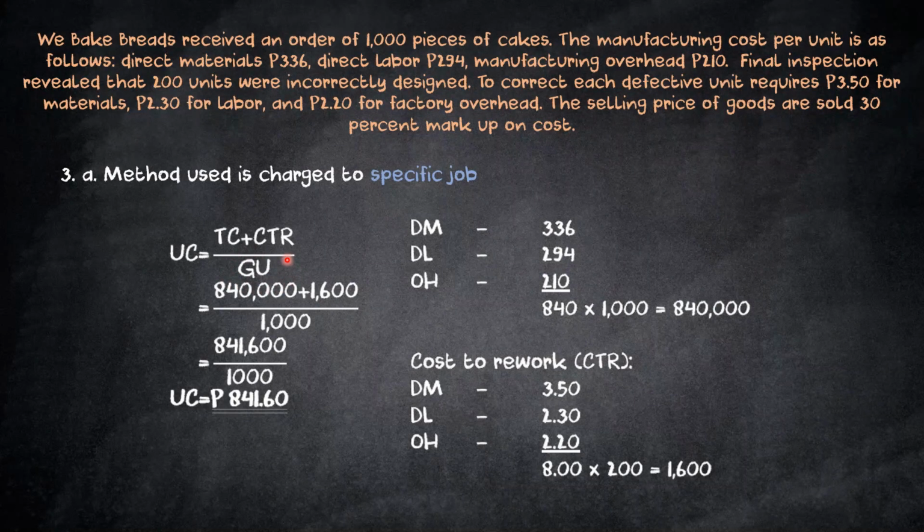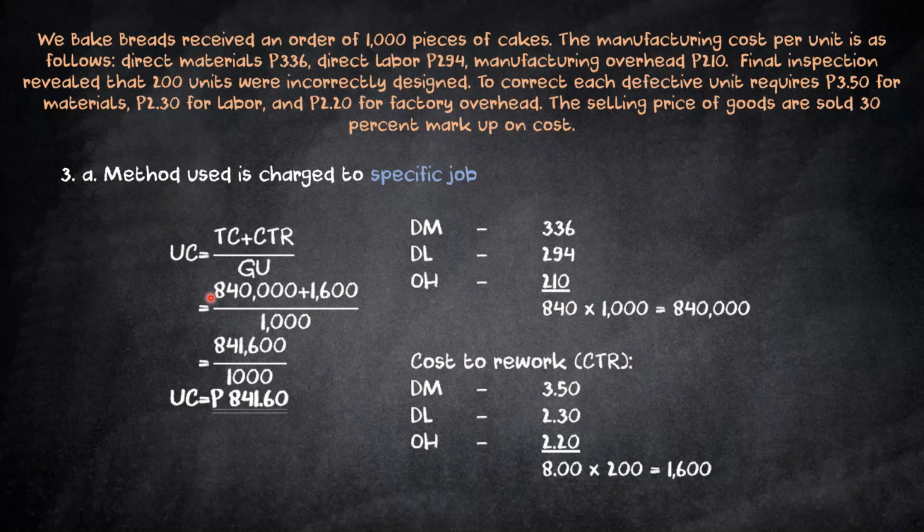Kasi ganito, di ba? Kapag spoiled units, hindi na natin mabibenta yung 200 na yon kanina. But this time, na defective lang siya, pwede pa natin siyang mabenta upon reworking. So, after rework, magiging good units din siya. So, walang magiging change sa ating good units. 1,000 pa rin siya, katulad ng original nating produced pieces of cakes. Upon computing this, we will get a unit cost of 841.60.